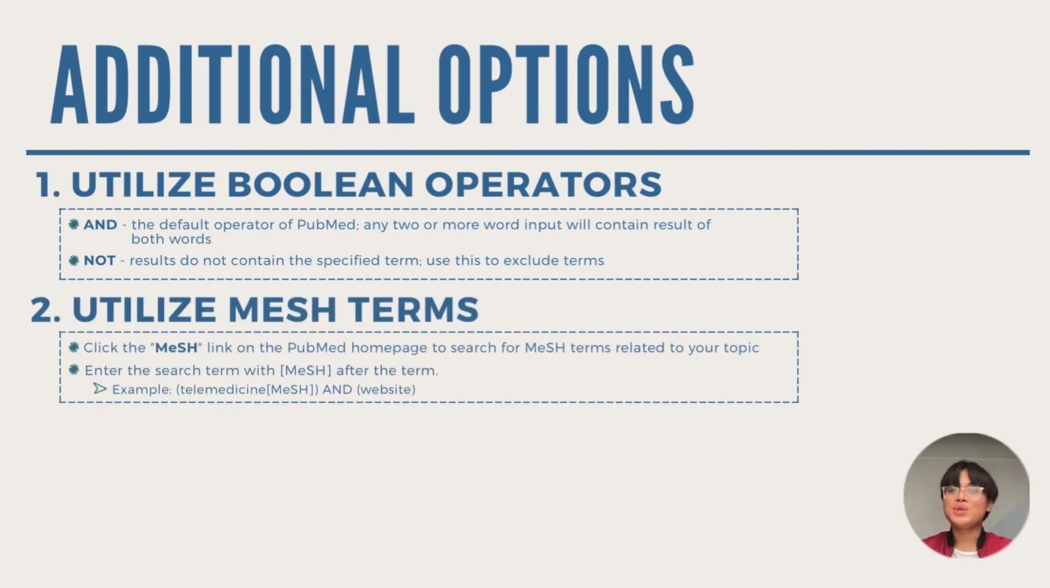The second one is to utilize MeSH terms. Click the MeSH link on the PubMed homepage to search for MeSH terms related to your topic. Enter the search term with open bracket MeSH, close bracket after the term. Example, telemedicine [MeSH] AND website.